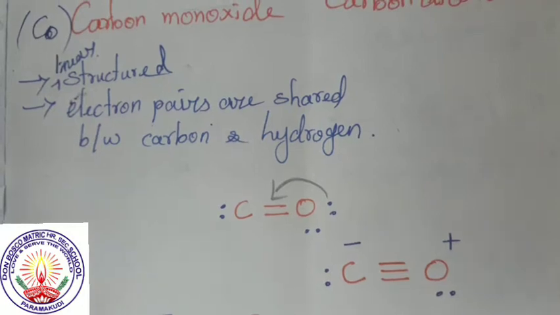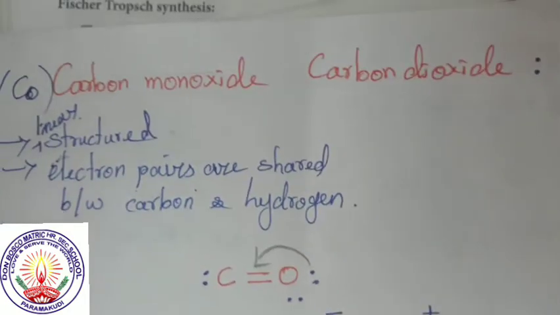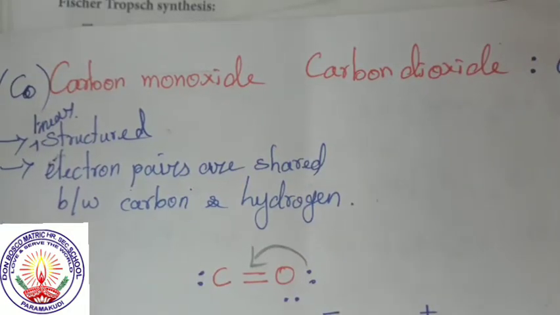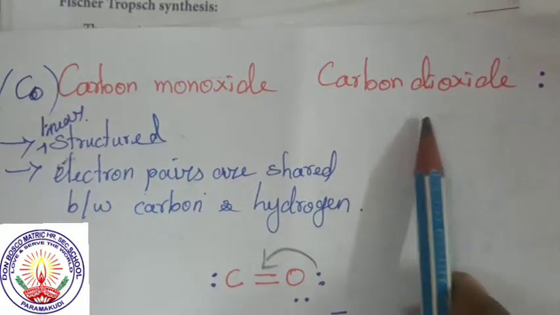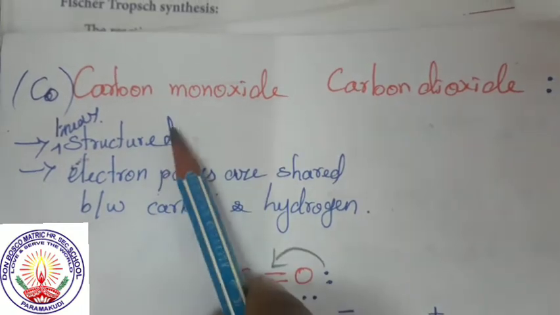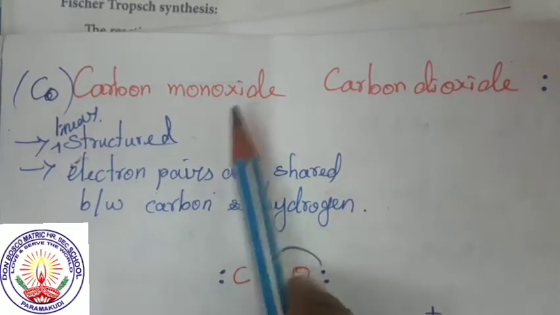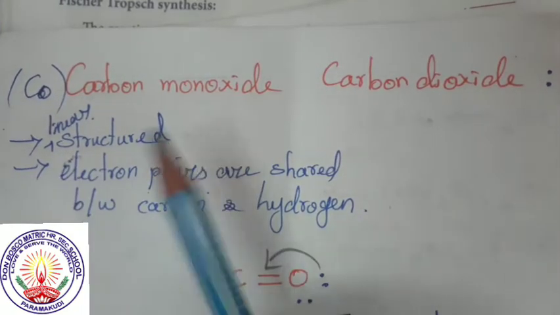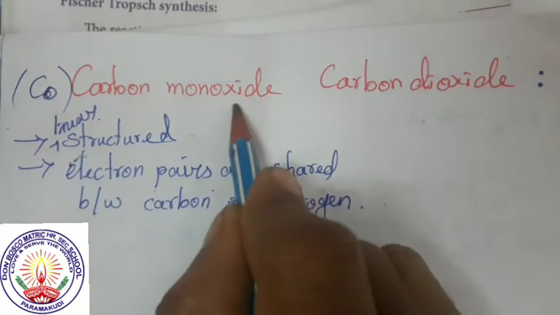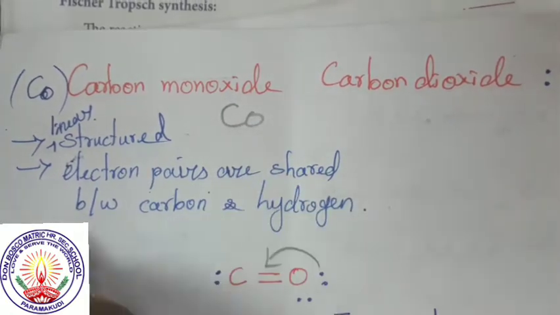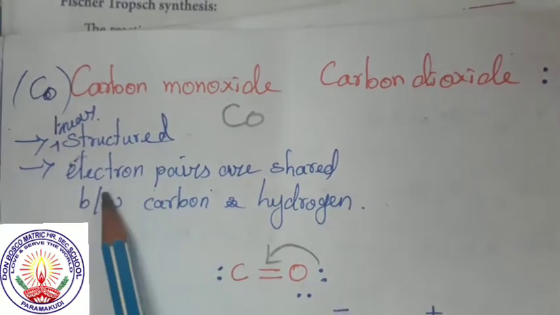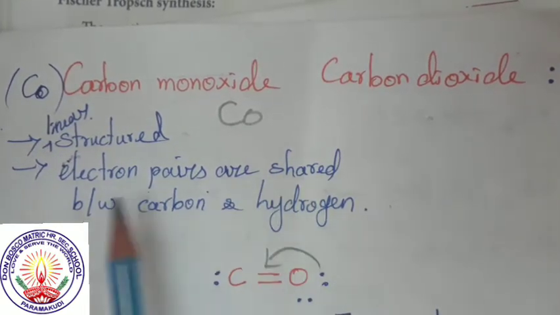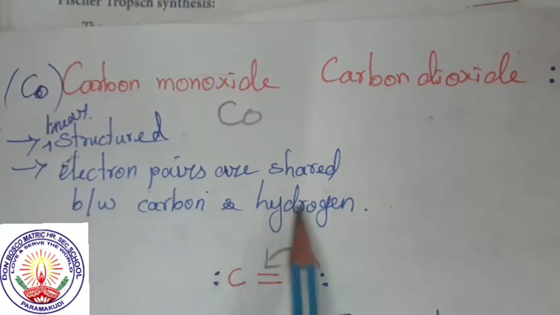Good morning students. Today we shall learn about the structures, properties, preparation and uses of carbon monoxide and carbon dioxide. First we shall see the structure of carbon monoxide. The molecular formula is CO. This is linear structured. Here electron pairs are shared between carbon and oxygen.